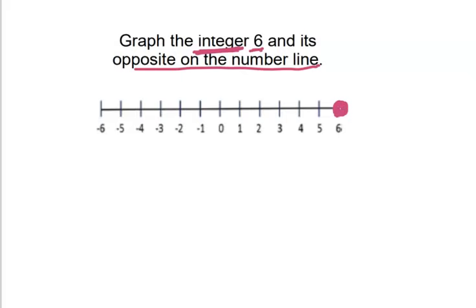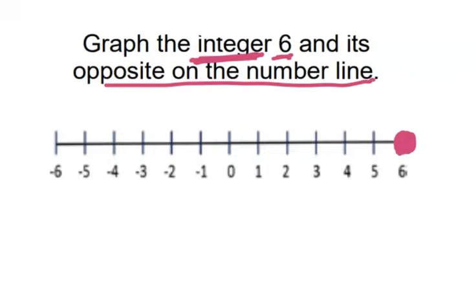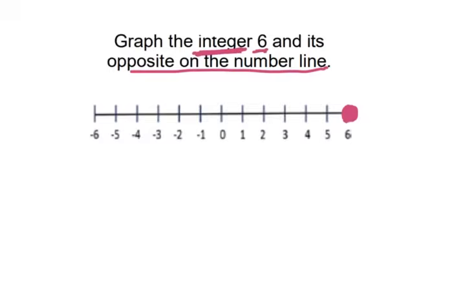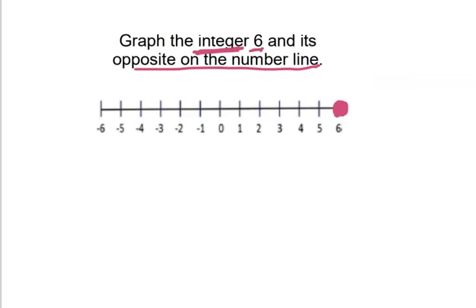Okay, and what would be the opposite of the 6? Well, you would go through 0. Okay, and you would go exactly the same distance through 0 to the other side. So here's 0. You go the same distance away. There it is. So now we have graphed the integer 6 and its opposite. Here's 6. Here's its opposite. That's all there is to that one.